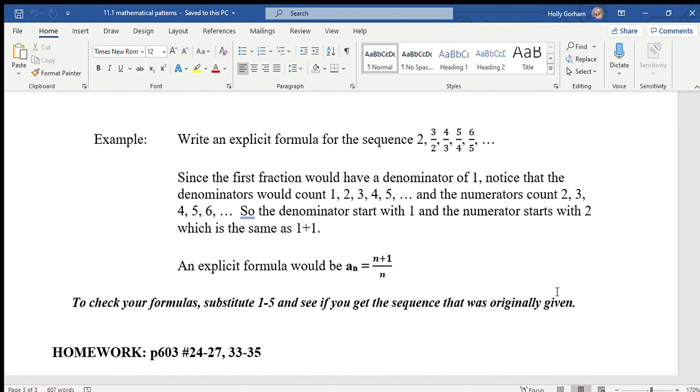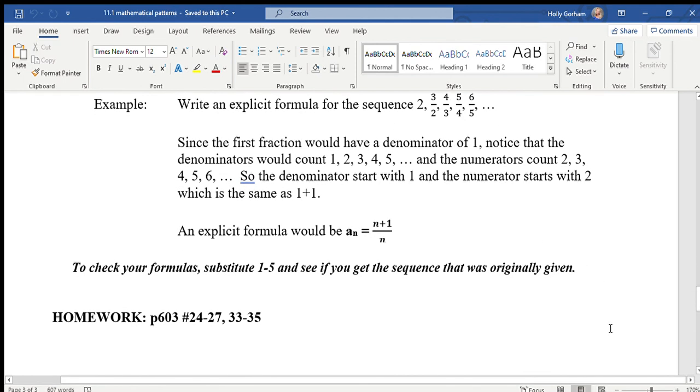So 2 over 1. The way that you check your formulas is you substitute 1, 2, 3, 4, and 5 into the formula you created and see if you get that original sequence that was given in the problem.